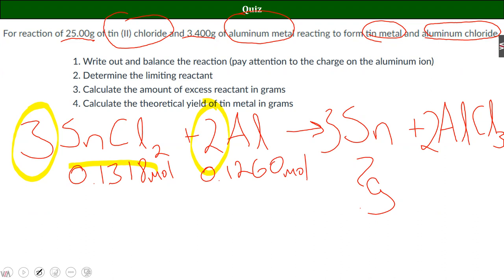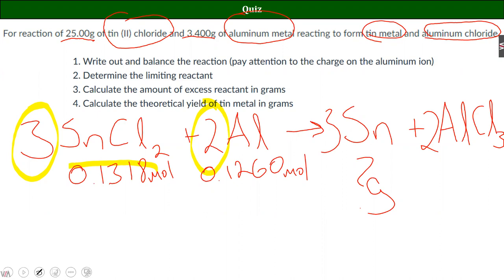All right, is that enough to tell limiting reactant? No, because just because we have fewer moles of aluminum doesn't mean anything because we're not using them up at the same rate. Because they have different coefficients in front of them, we're using up 3 tin 2 chlorides for every 2 aluminums. So we need to show which one's going to run out first. And there are a couple ways to do that.